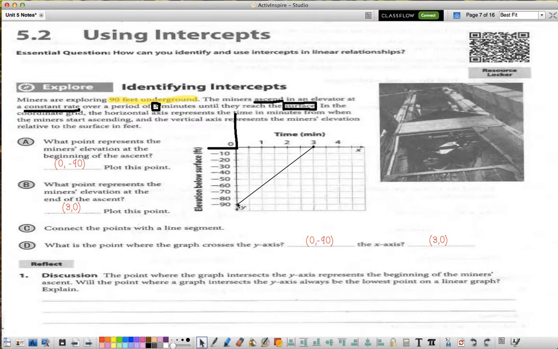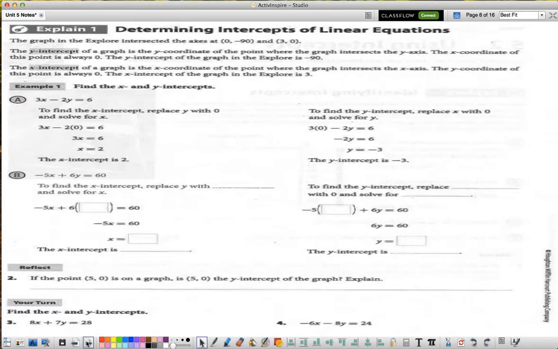When it's the y-intercept, you're not moving on the x-axis, so for the y-intercept, your x is always 0. And then you're going to have a number for your y because you're moving up and down. For your x-intercept, your y is going to be 0 because you're not going to move up and down, but you are going to move left and right.